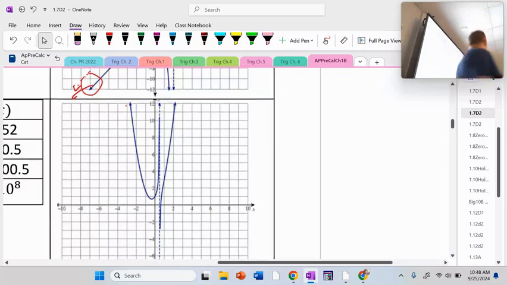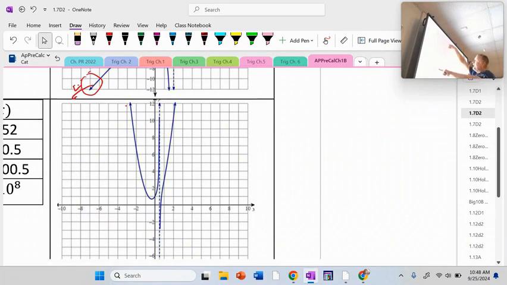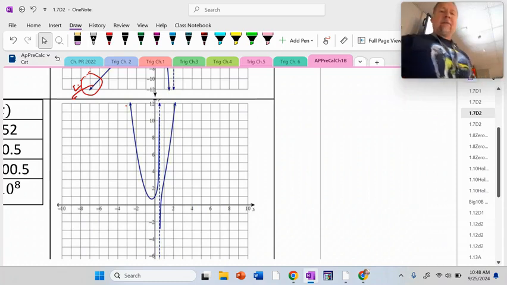We wouldn't even need this. If I just looked at this picture, as I plug in big negatives, the y's go off to here. So I should know that that's infinity. And then as I plug in big x's, the y's go off to there. That's another positive infinity. So the picture alone should have been enough. Right, Dom?